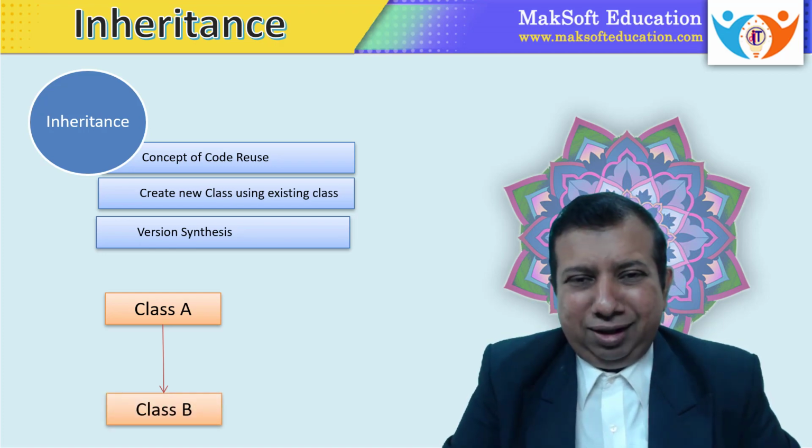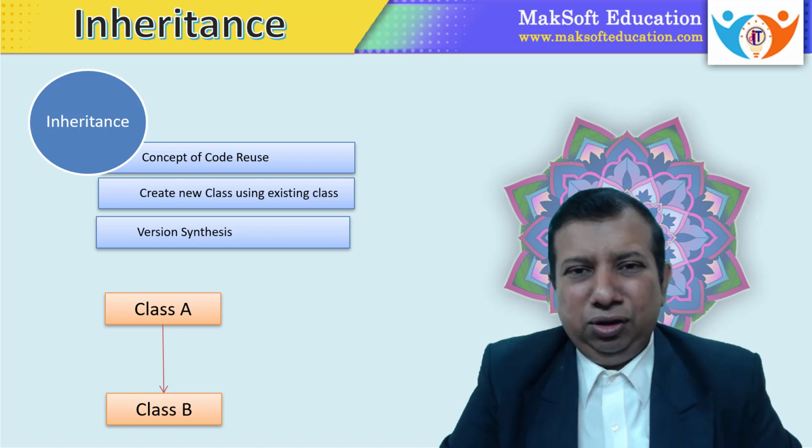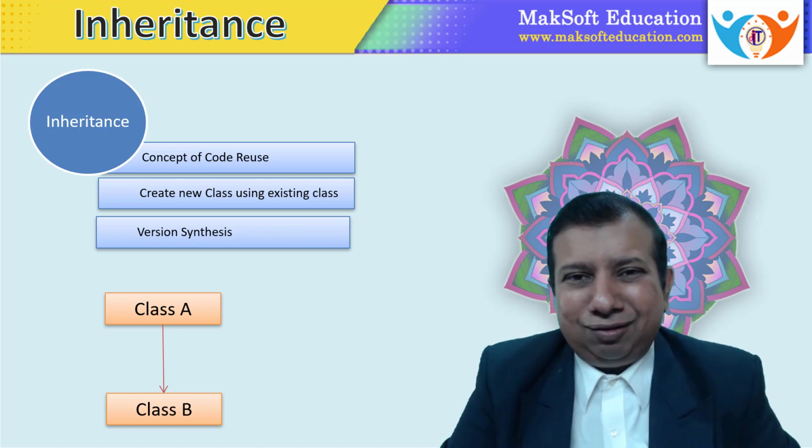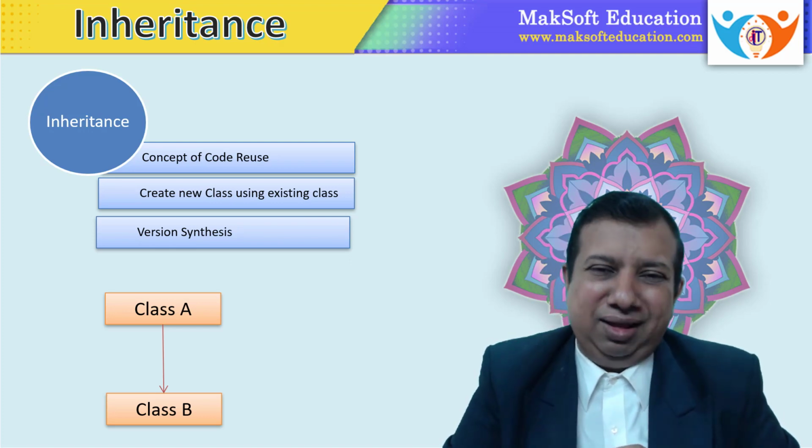I already told you that there are multiple types of inheritance. First, we will try to understand what single inheritance or simple inheritance is. Creating one new class by using one existing class is known as single inheritance, or it is also called simple inheritance.